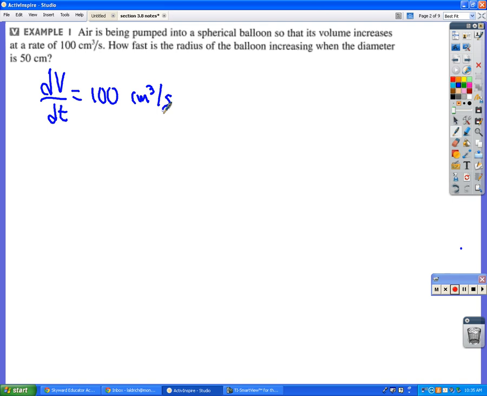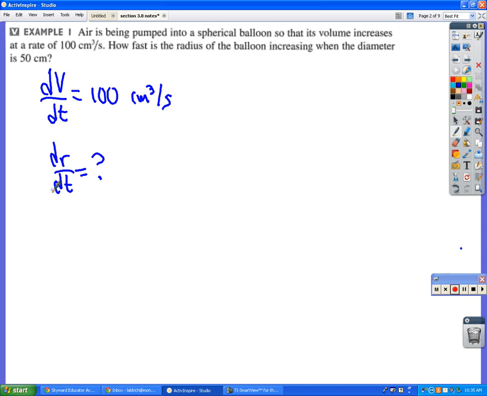Good. Okay, how fast is the radius of the balloon increasing? So what are we asked to try to find? How fast is the radius of the balloon increasing? Speed. We're trying to find dr dt. It's not really anything else, it's just the rate of change of the radius with respect to time.